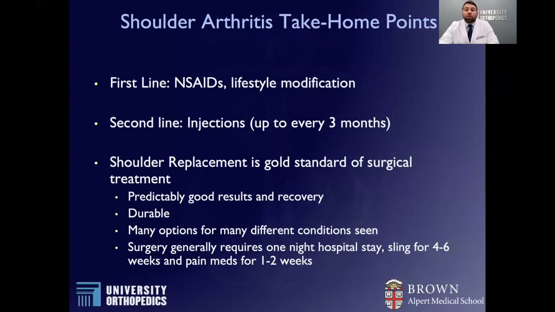So some take-home points for shoulder arthritis. The first-line treatments, anti-inflammatories, modifying lifestyle. Then we go to those injections of cortisone or corticosteroid, which we can do up to every 3 months. And then shoulder replacement, which is the gold standard surgical treatment for this. We get predictably good results in recovery. It's very durable. There's many options of types of shoulder replacements. We've gone over a few of them, and many different conditions that we see.